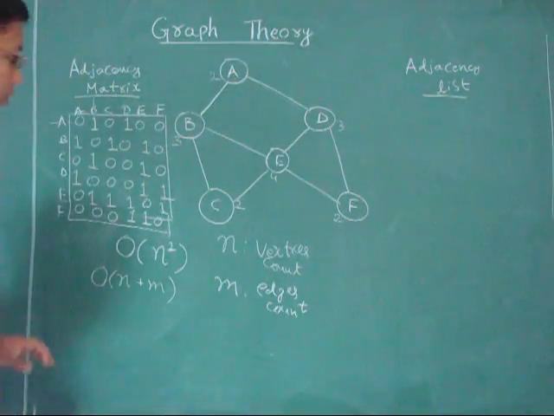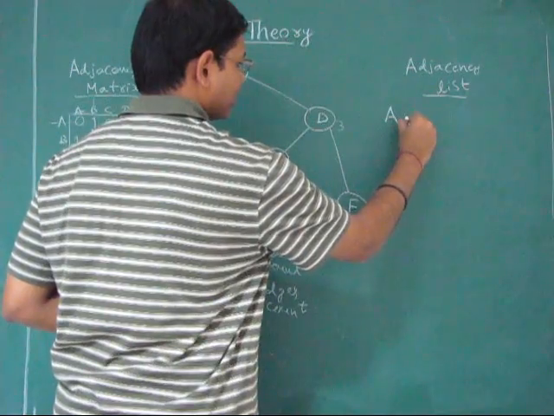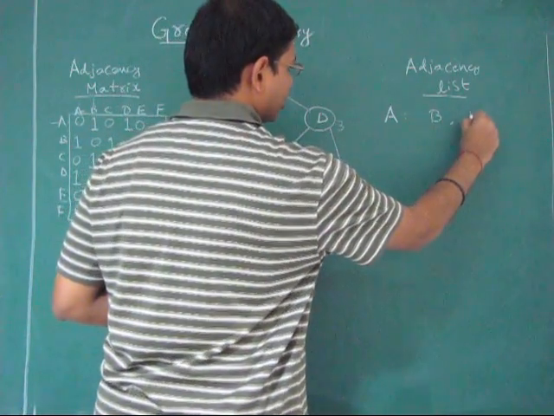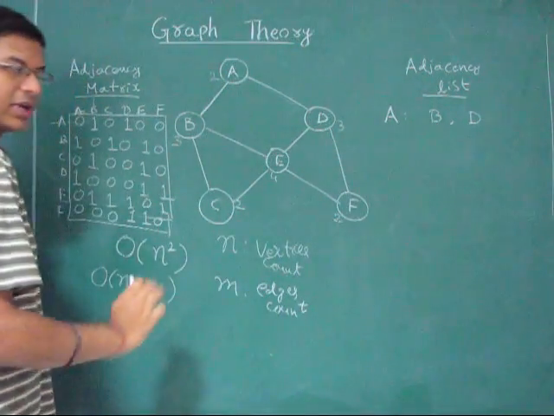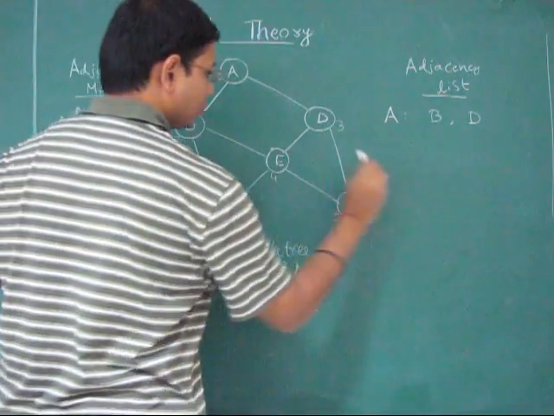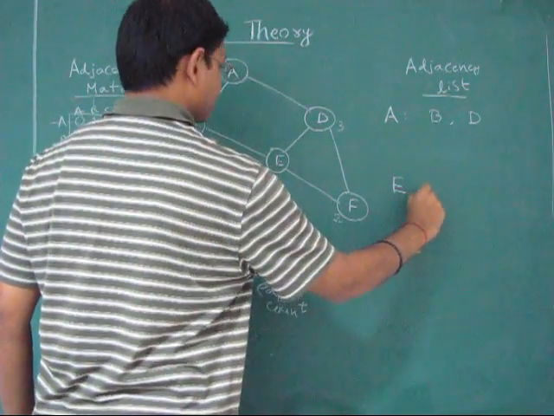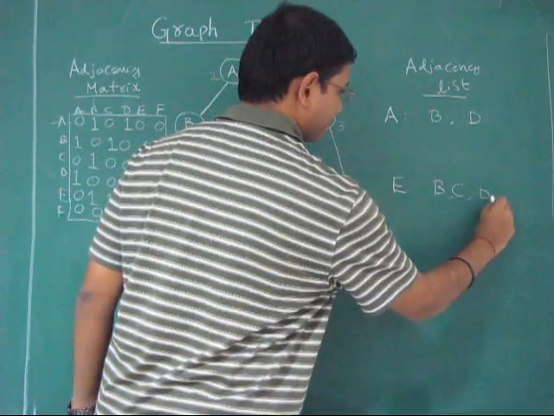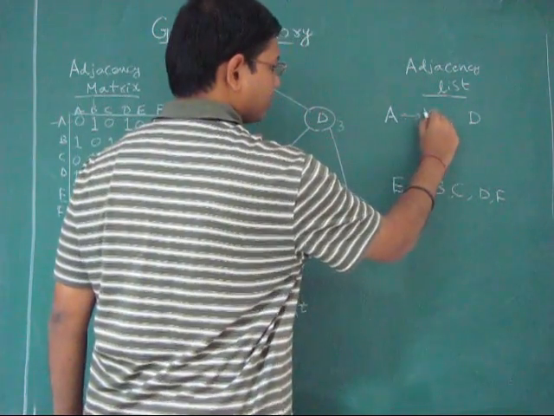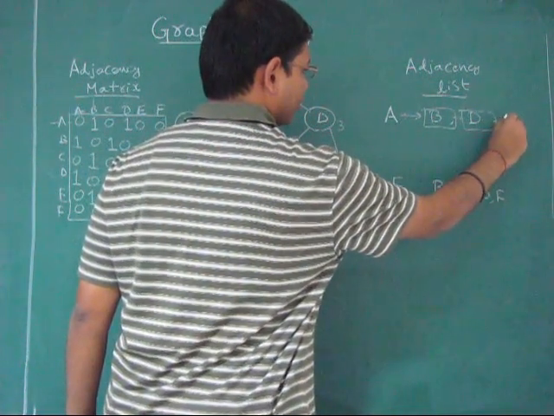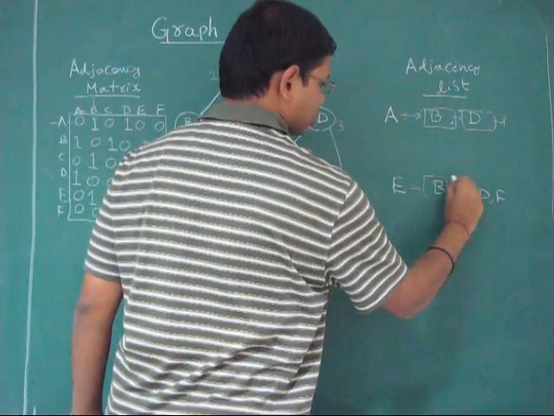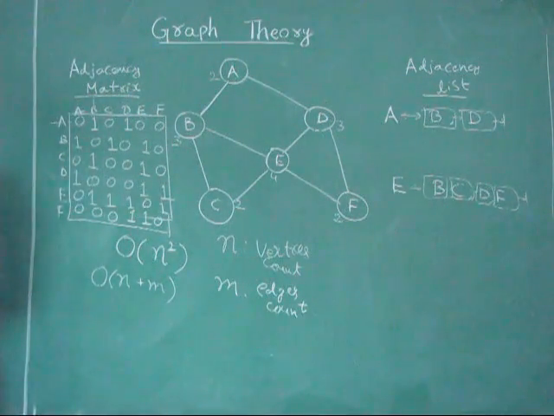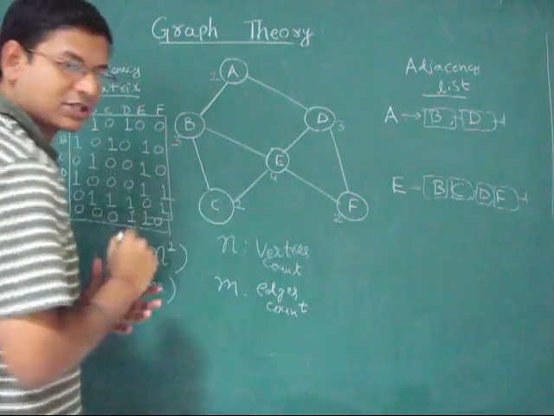So in an adjacency list, all we maintain is, for the vertex A, what are all the neighbors of it? So we just maintain a list with the neighbors for each vertex present. If you take the example of E, E has the neighbors B, C, D and F. Each of them can be stored as a list of nodes. So the amount of space is directly proportional to the number of edges present.